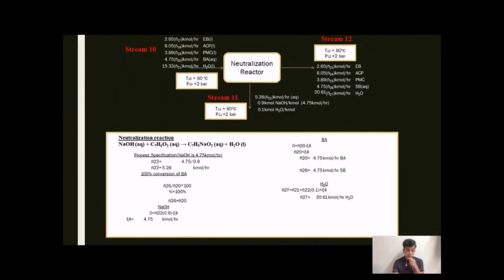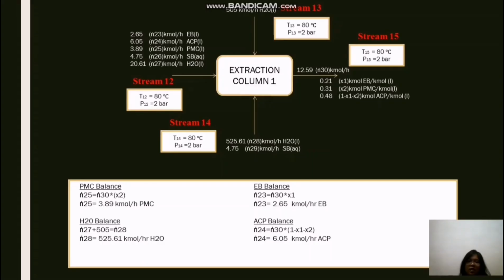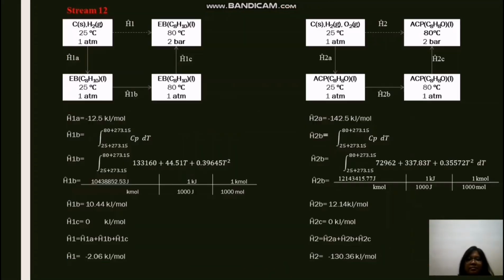For the neutralization reactor, for stream 11, this is the hypothetical path for NaOH aqueous, and the answer for H1 is negative 435.26. The total enthalpy at stream 11 is negative 638.11 kilowatt. Next, we will calculate the enthalpy of every stream involved in the extraction column. First of all, we draw a table.